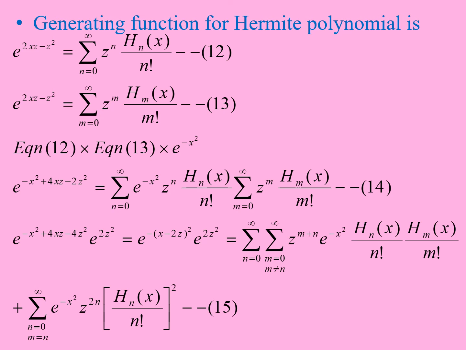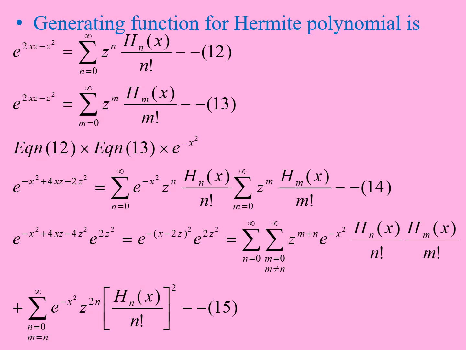So if you simplify this left hand side, that is e power minus x squared plus 4xz minus 4z squared into e power 2z squared, that is, if you multiply and divide by e power 2z squared and e power minus 2z squared, then we can get this first term represented as e power minus of x minus 2z squared into e power 2z squared, that is equal to summation.